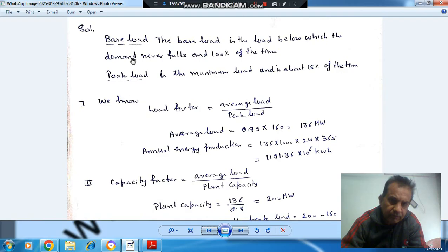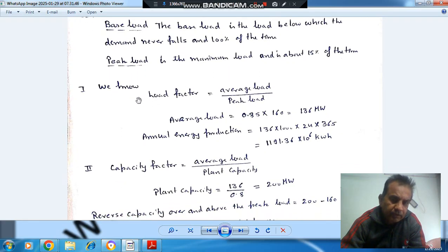So here the definition of base load is that base load is the load below which the demand never falls. So demand remains above that load, that is your base load, and it is 100% of time. And peak load is the maximum load, and it is about 15% of the total time in a year.